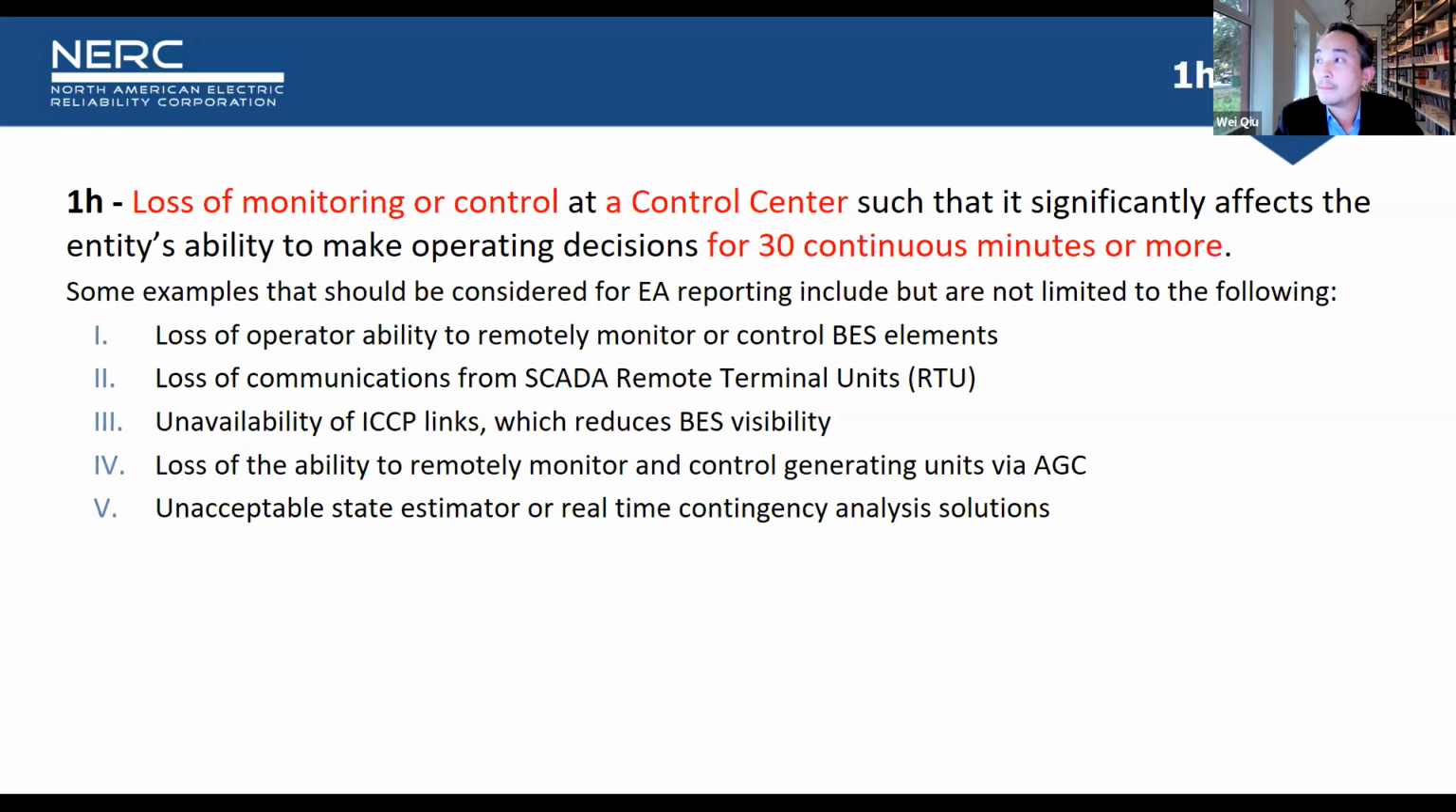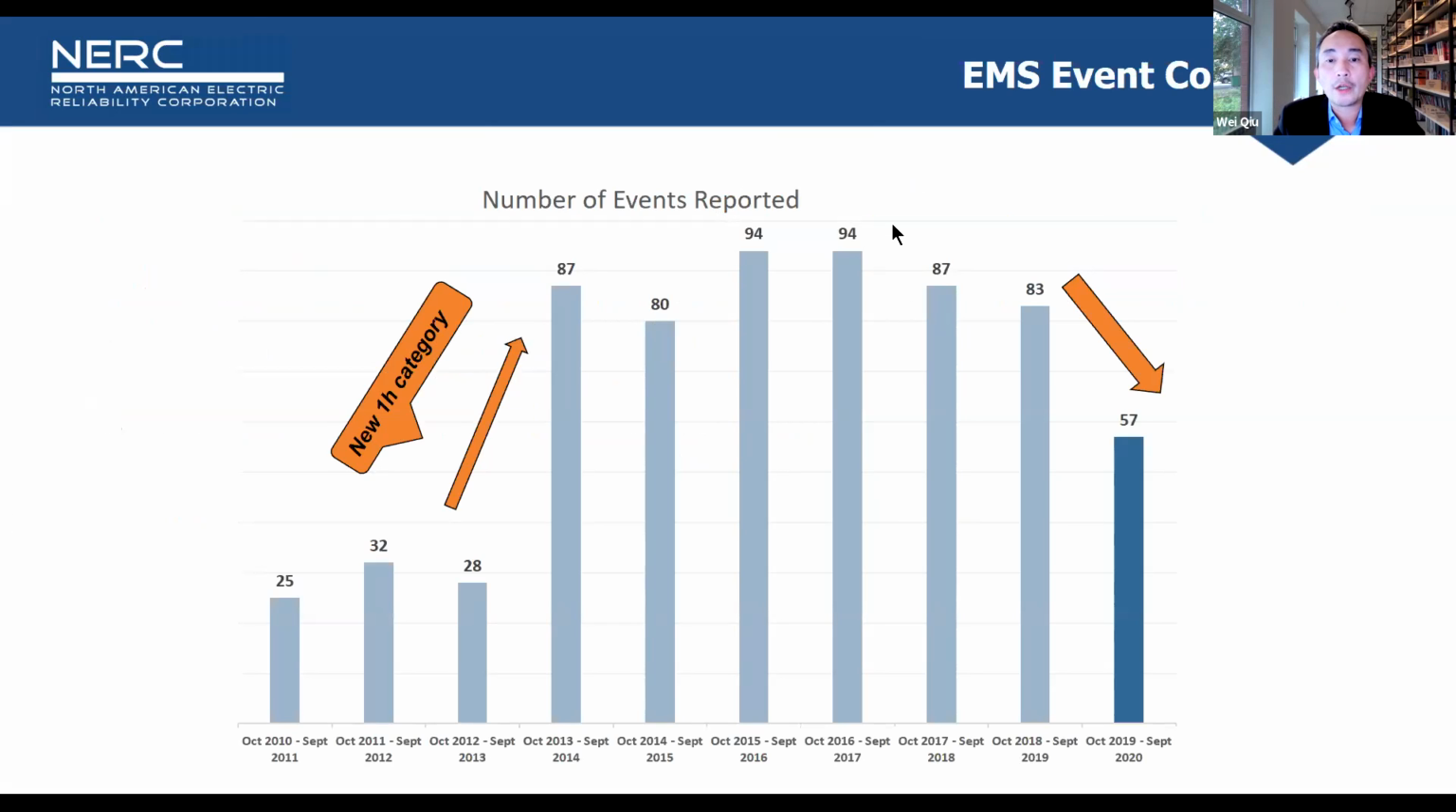Okay, this is showing some trend here. You can see the trend from 2010 until this September 2020. You can see a big jump between 2012 and 2013, because we introduced the new definition. Before October 2013, only SCADA events or complete loss events were reported to us. But since October 2013, partial loss is also reported to us, like lost AGC, lost RTU, lost estimation. So you can see the number of events jumped a lot.